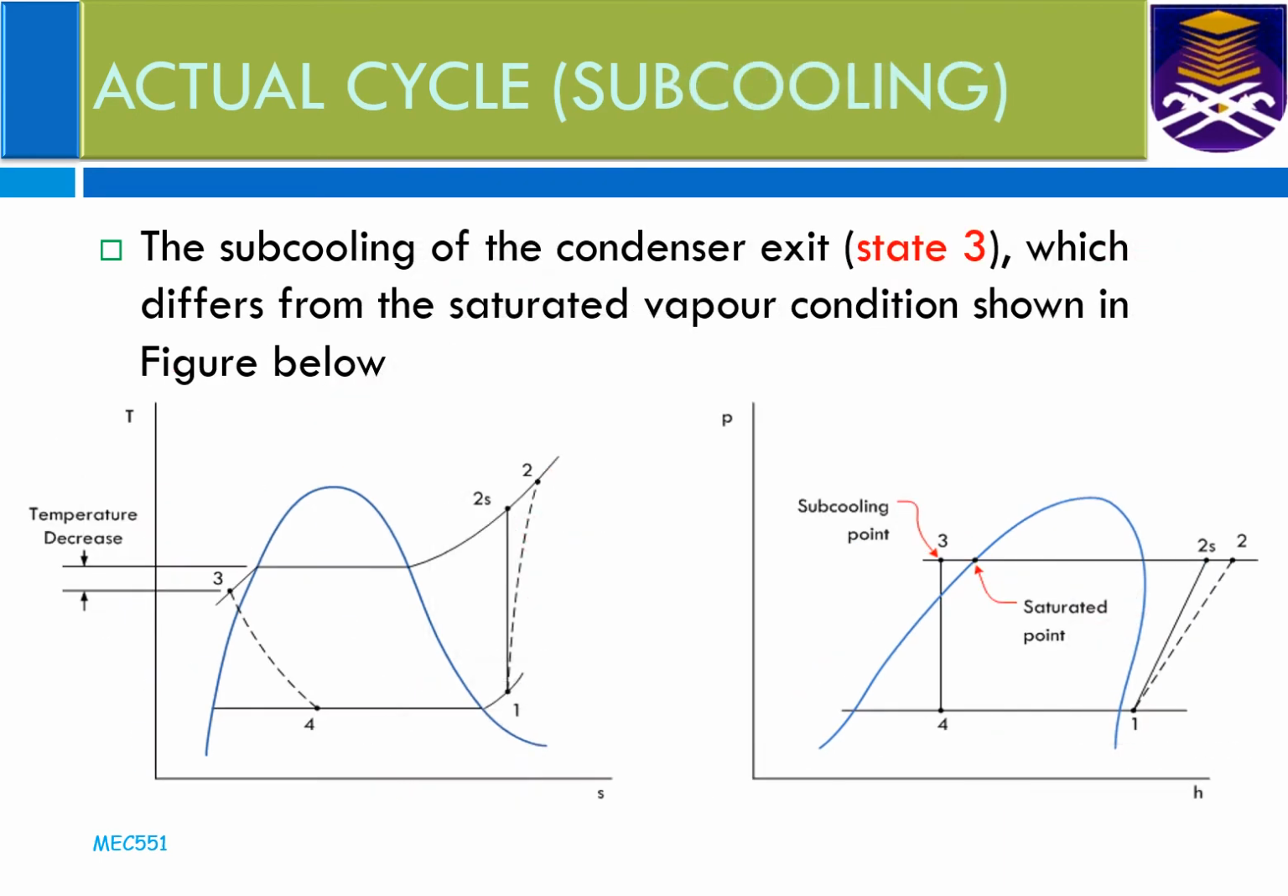Then the third condition is a subcooling effect at the exit of the condenser. So this is Q out. The condenser will be operated and will extend the temperature not just to the saturation temperature but until the compressed liquid region. So it will exit at the compressed liquid region and then enter the expansion valve.